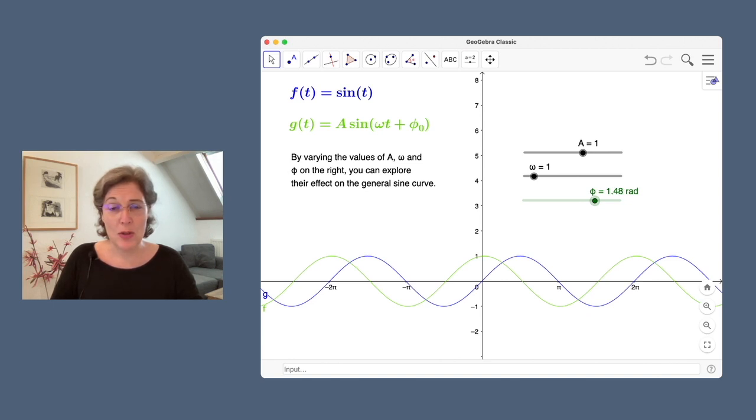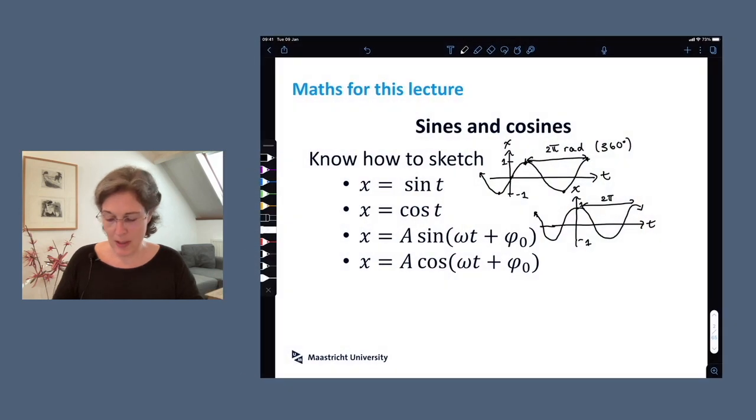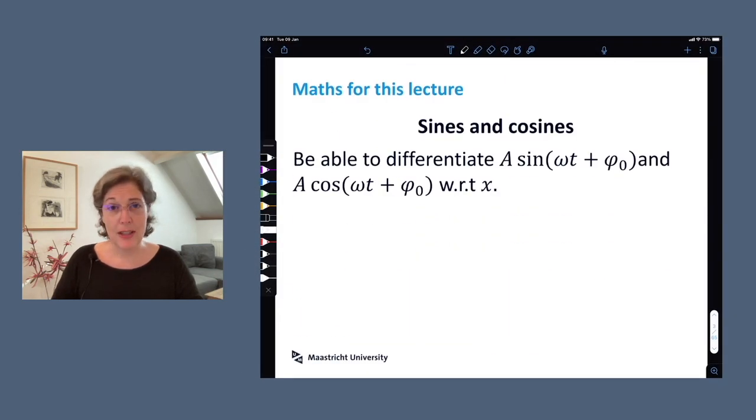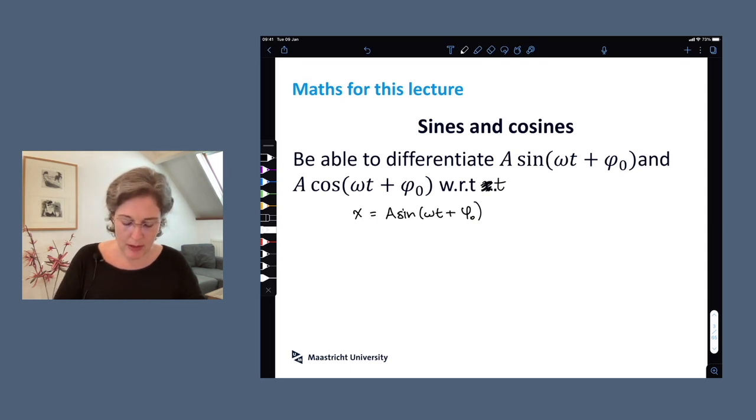Okay, so make sure that you are very comfortable with sketching your sines and cosines, both the originals and the shifted versions. And after that, it's time to think about differentiating them. So the next thing you need to be able to do is to differentiate functions involving sine and cosine. So just a quick reminder there. If we've got x is equal to a sine(omega t plus phi 0), and we want to differentiate that with respect to t, so this should actually be a t there.